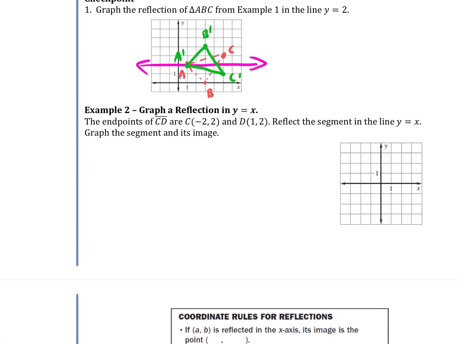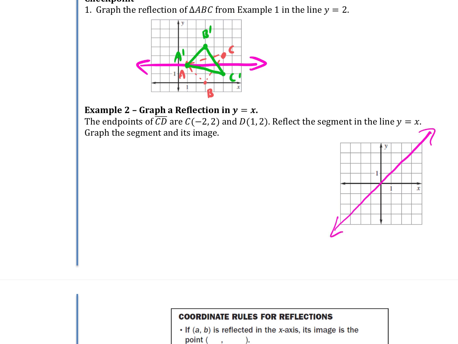So we have the endpoints of CD are those coordinates. We're reflecting over the line Y equals X, okay? All right, so a couple things. For Y equals X, let's talk about doing it that way first, okay? So what does line Y equals X look like if you graph that? That's going to be a 45-degree angle line. Oops, needed the pink one here. It's going to be like this.